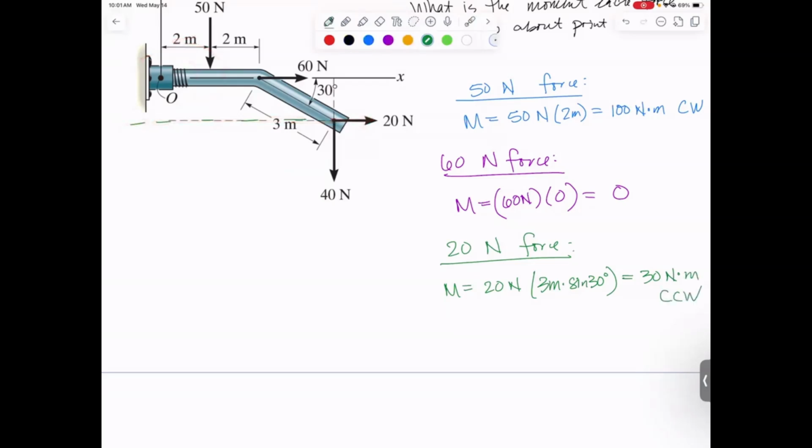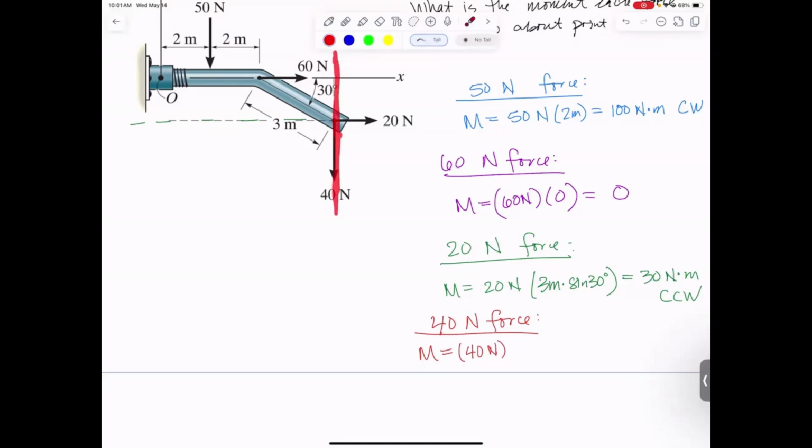The 40 Newton force. The moment is still force times perpendicular distance. So start with a force of 40 newtons. And now I need the perpendicular distance. So again, the force lives out here along this line that goes forever. So what I need is the distance from O all the way over there. So I need to go 2 meters plus 2 meters plus this side of my 30, 60, 90 triangle. So my distance is 4 meters plus 3 meters cosine 30.